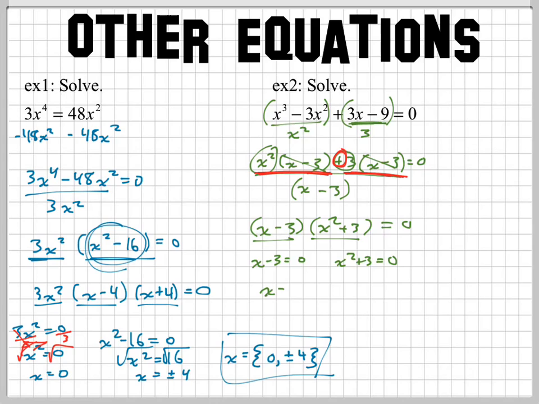The first one's no problem. That one equals 3. The second one, it's going to be x squared equals negative 3. Can you square root that? No, you can't. But we can write it with an i. So we have x equals plus or minus the square root of 3, and I put the i right there because I took out the negative.